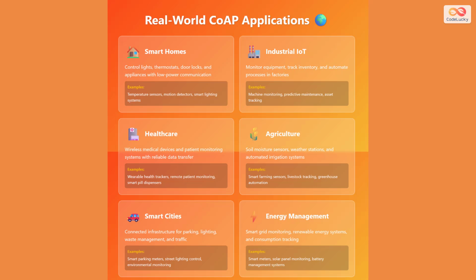Smart cities use CoAP for connected infrastructure including parking, lighting, and waste management through smart parking meters, street lighting control, and environmental monitoring. Energy management applications include smart grid monitoring, renewable energy systems, and consumption tracking with smart meters, solar panel monitoring, and battery management systems. These diverse applications demonstrate CoAP's versatility and effectiveness across the IoT landscape.